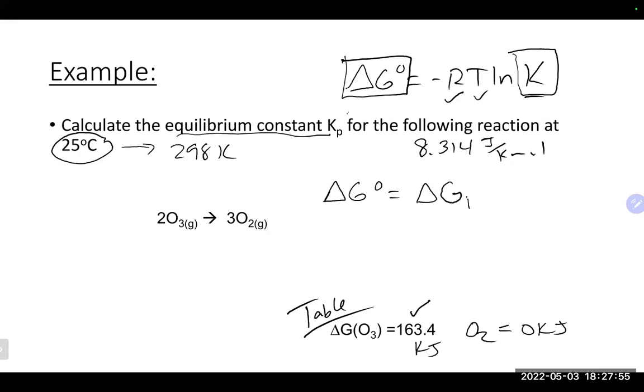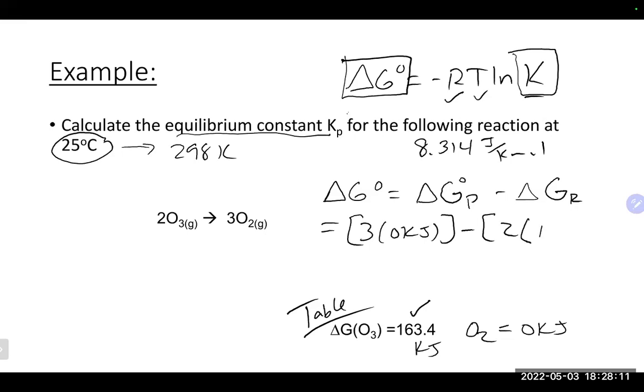Our delta G naught would be the delta G of our products minus the delta G of our reactants. In this case, we take our products, which is 3 times 0, not too bad, minus 2 times our reactant, which is 163.4 kilojoules. That is going to give us a delta G naught of negative 326.8 kilojoules. First off, any questions so far on that?